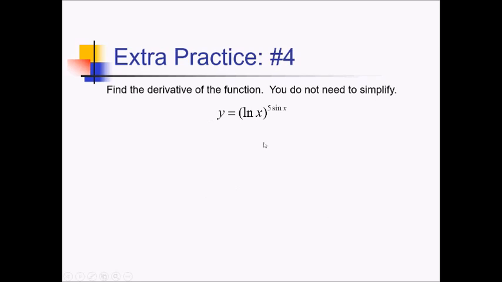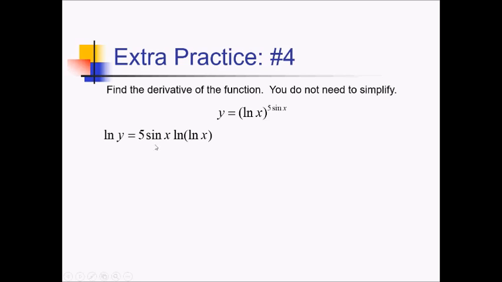To find this derivative, since I have variables in both the base and the exponent, I have to use logarithmic differentiation. So I'll start by taking the ln of both sides. So that's ln of y on the left. On the right, the exponent pops out. We have 5 sine of x times the ln of the base here, so ln of x.